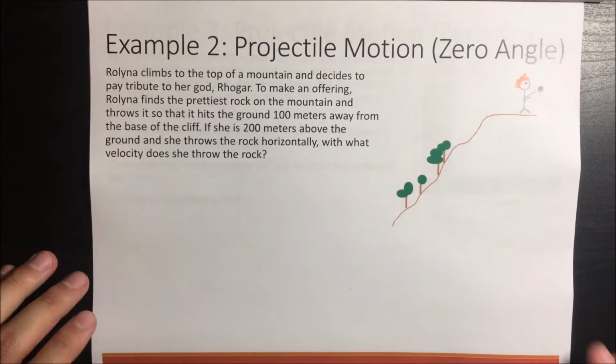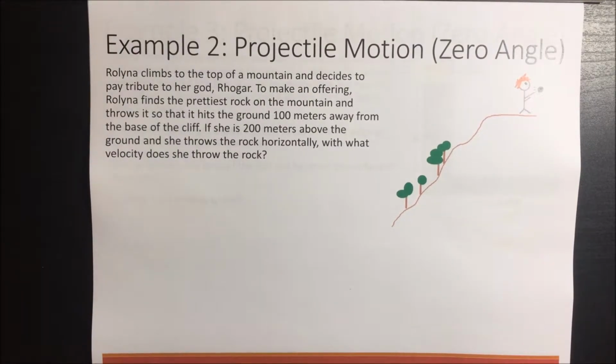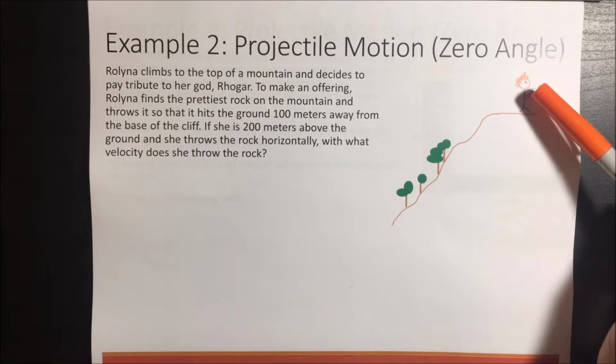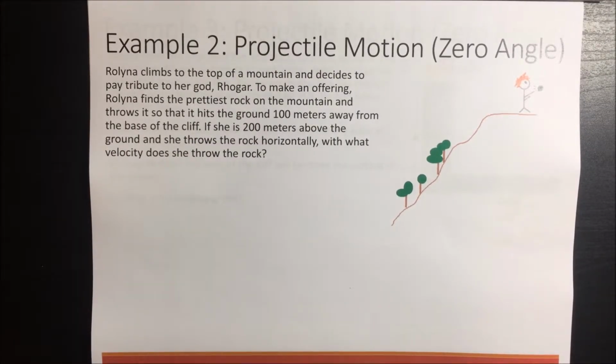Example 2, projectile motion, 0 angle. Rolyna climbs to the top of a mountain and decides to pay tribute to her god Rogar. To make an offering, Rolyna finds the prettiest rock on the mountain and throws it so that it hits the ground 100 meters away from the base of the cliff. If she is 200 meters above the ground and she throws the rock horizontally, with what velocity does she throw the rock?